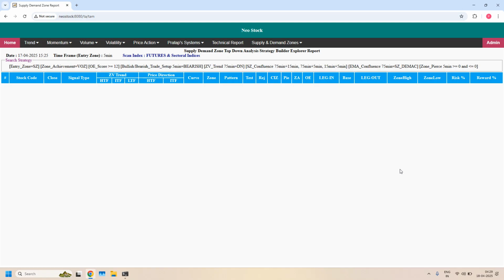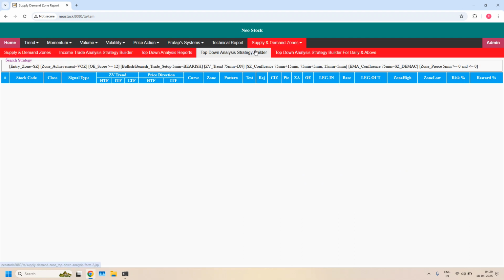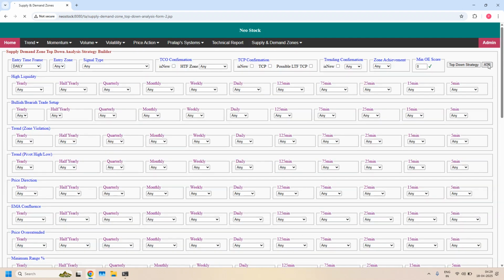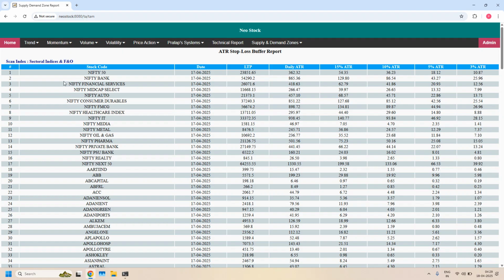With this, we have completed all the 4 income trade reports, and in the final report, let us generate stop buffers based on daily ATR. I am generating the report. So first 17 stocks in this list are indices, remaining all are equity stocks. So I am scrolling the list down.